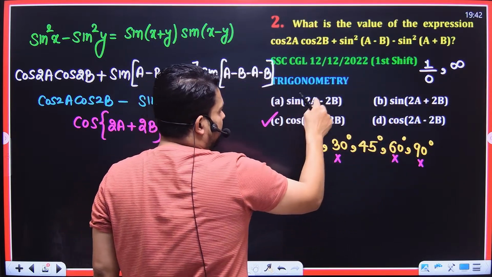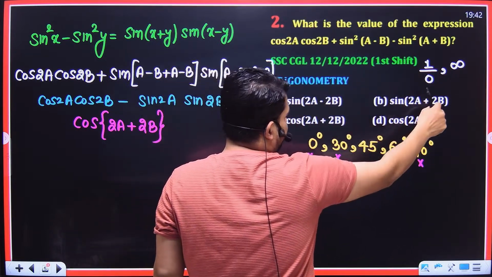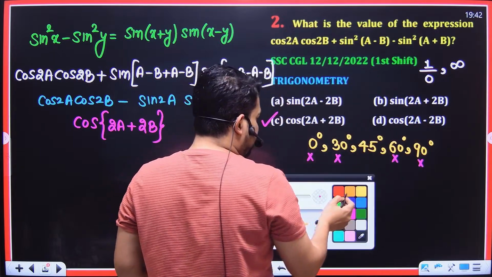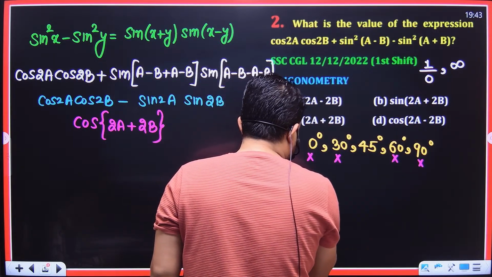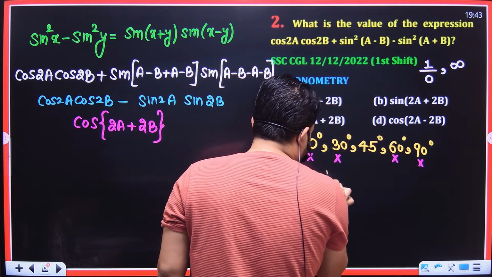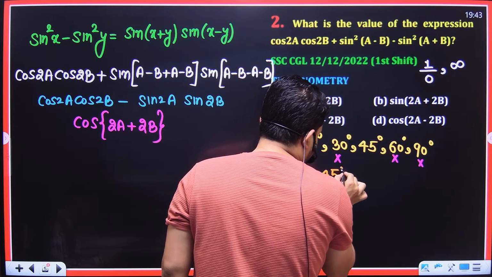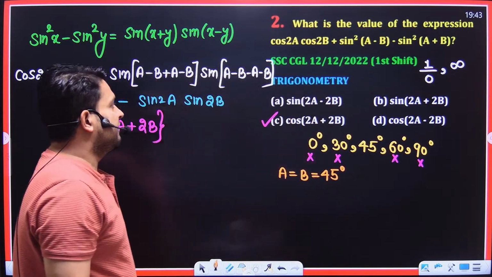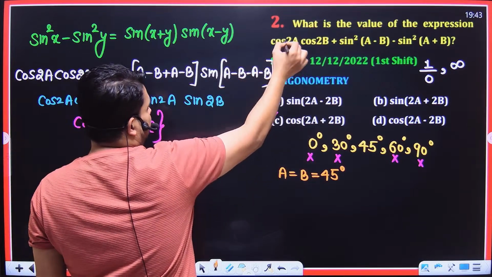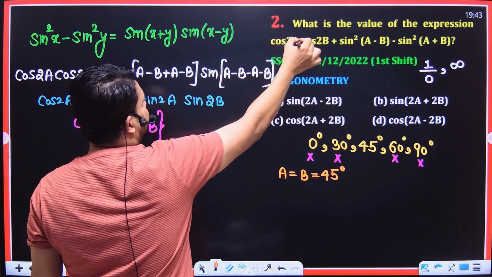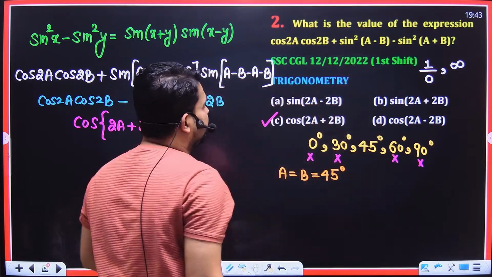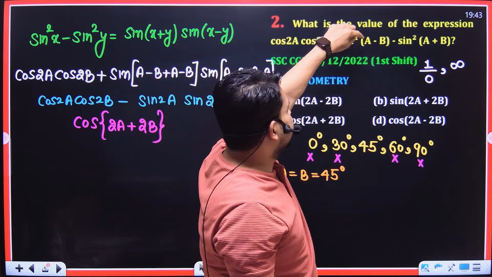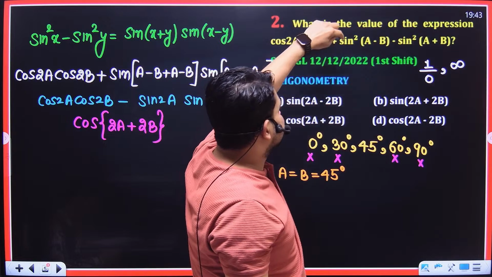If I put a equal to b equal to 0, or a equal to b equal to 90, so what will I put? I will put a equal to b equal to 45 degree. See, cos 2a, cos 90 degree is equal to 0. So this term will become 0. I have sine square of a minus b. If a and b are equal, then a minus b is equal to 0. Then sine square 0 is 0.